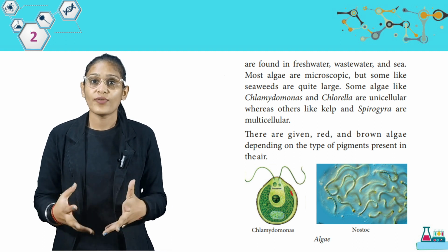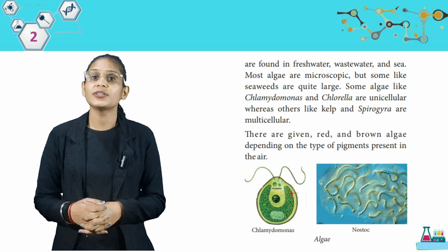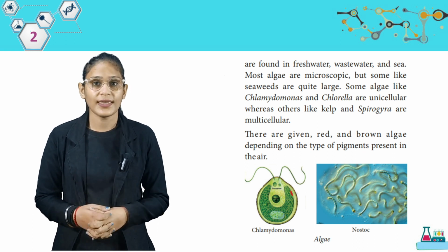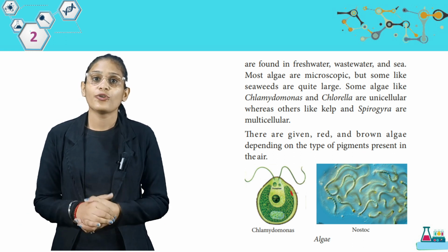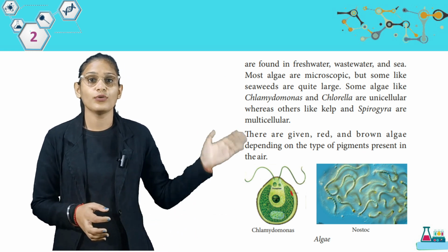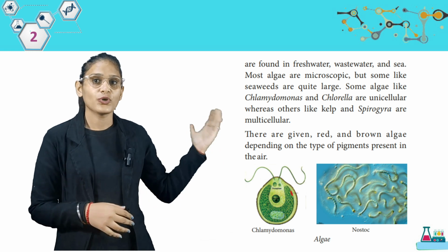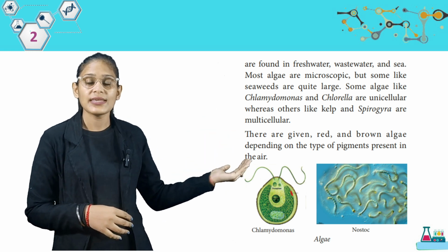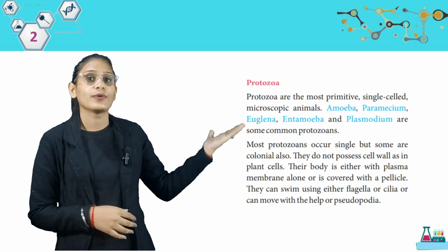They are given red and brown algae depending on the type of pigments present. So students, we also have red and brown algae, which depends on what kind of pigment is present. Now look here, we have Chlamydomonas and Nostoc. These are the algae.